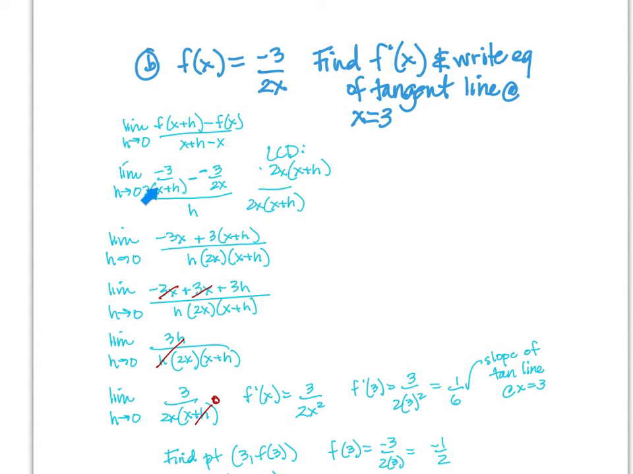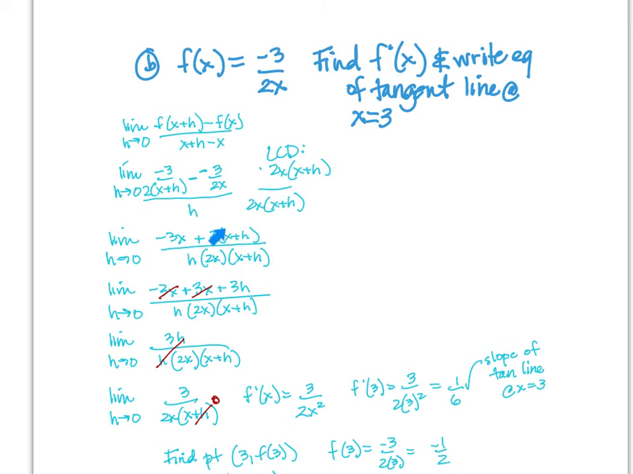When I have a negative 3 over 2(x plus h), and I multiply it by this, the only thing that remains is the x. When I multiply the 3 over the 2x times the LCD, the 2x's cancel out, and I'm left with the x plus h. And in the denominator, I have all of this. So I have the h, 2x, and the x plus h.